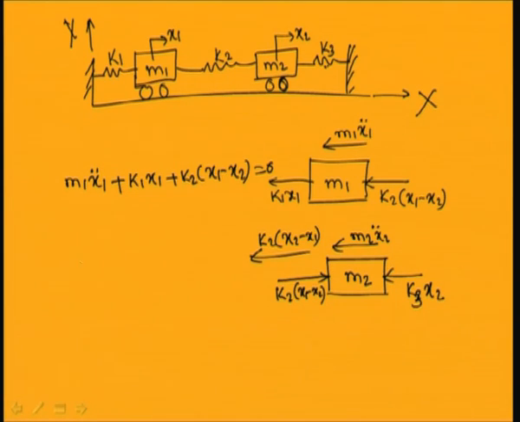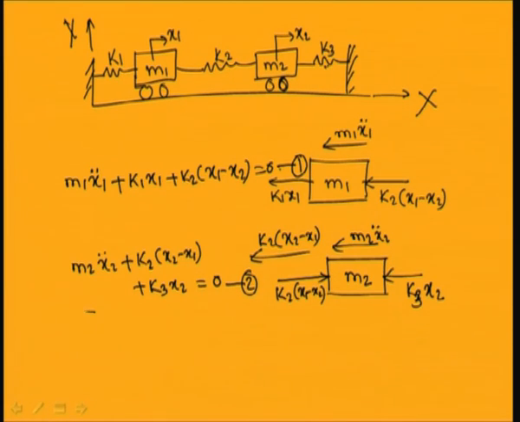No other force is acting on the system, so the equation of motion becomes m2 x2 double dot plus k2 into x2 minus x1 plus k3 x2 equal to 0. Now you have a set of equations, this is equation number 1, this is equation number 2. So, you have two equations for this system, and you can arrange them in a matrix form also.